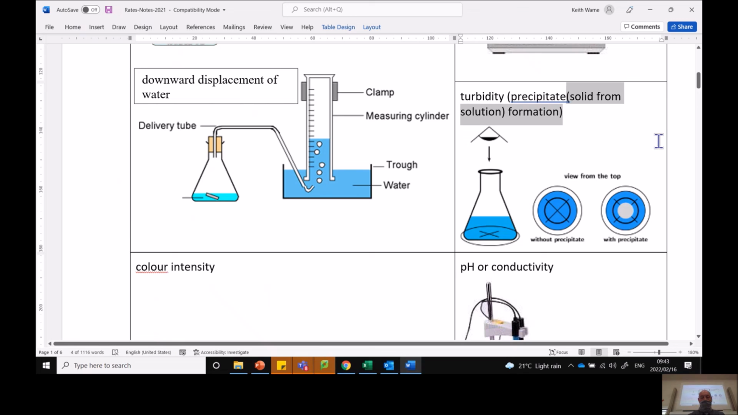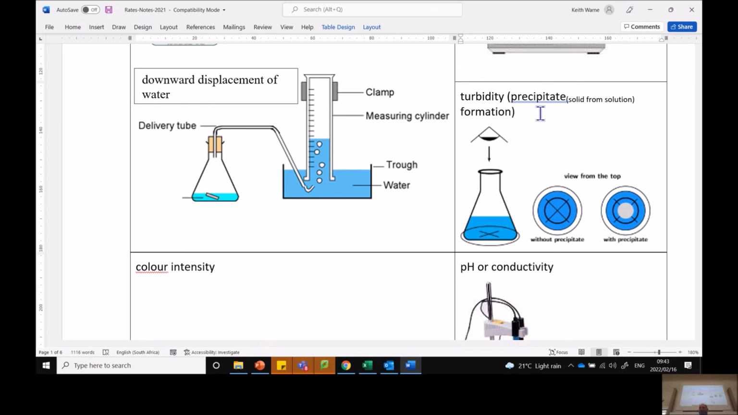I'm going to make that smaller. How big the solid is? No, so it's just if you've got a solution with no solid, and now suddenly a solid is made, we call it precipitate. It precipitates out of the solution. I'm still measuring the rate. Are you measuring how big the solid gets? No, you're measuring how much solid is there. Because as the solid is formed, it makes the solution dark or cloudy so you can't see through it. So that's the one we're talking about.